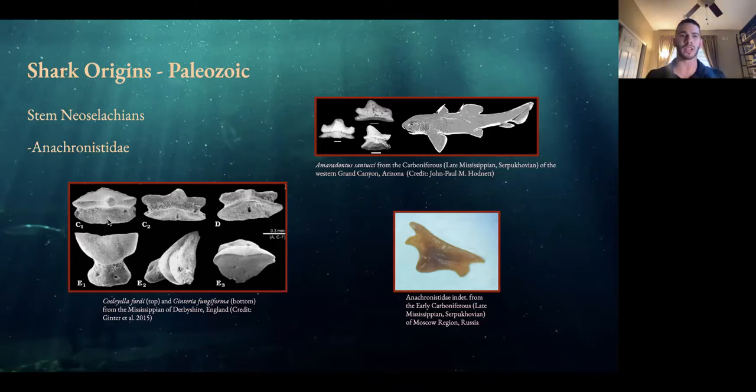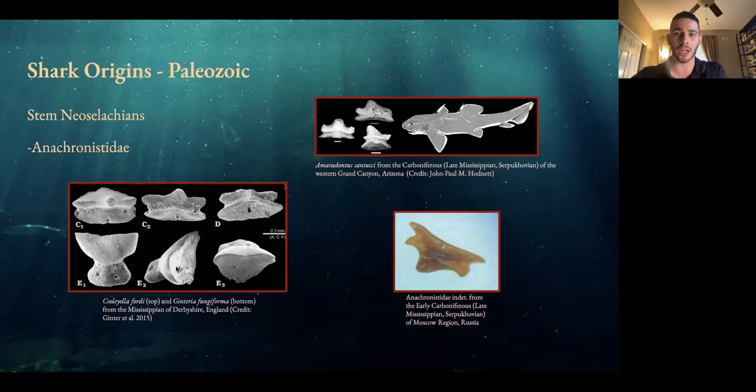So these are a really derived trait that other Chondrichthyans from the Paleozoic don't really have. Below it is Gunnaria fungiforma, which is another Chondrichthyan, or another anachronistid shark. These aren't true sharks yet because we have a single layer of enameloid. If you don't know, histology is a major technique that paleontologists use to differentiate groups of fossil sharks, since we don't have many body fossils, so we really rely on this for a lot of taxonomic placement.